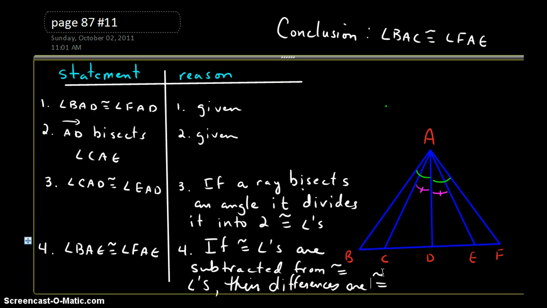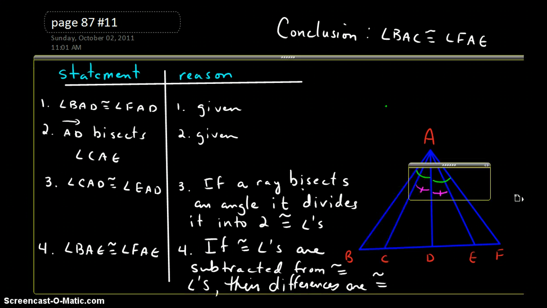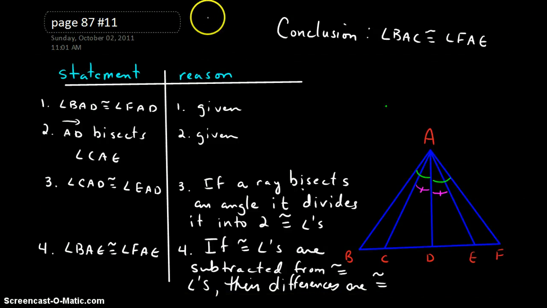Remember that BAC and EAF are the difference between the larger green angle, BAD, and the smaller purple angle, CAD. So there you have a simple proof using the subtraction property, and that can be found in Chapter 2, Section 2.5 of your textbook. I hope this helps.